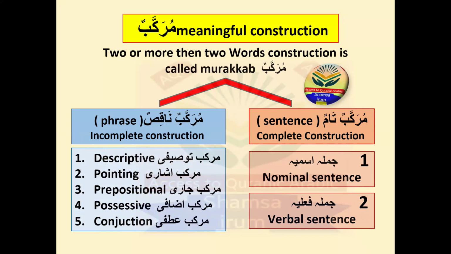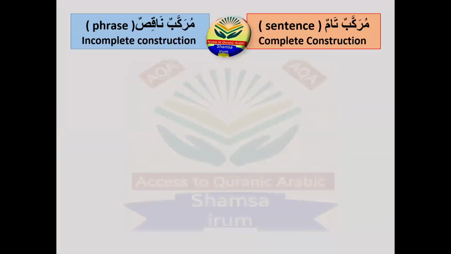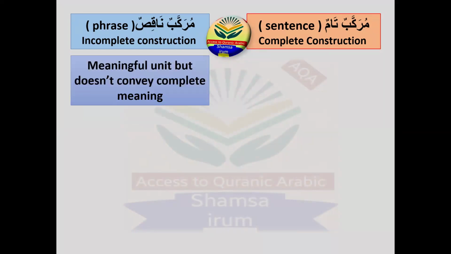The first type of the Murakab Naqis is Murakab Tauseefi. And this type of Murakab Naqis we will start to cover today, inshallah ta'ala. And it's a very easy topic. You will love it, inshallah ta'ala. So before starting this one, I just want to make more revision about the Murakabun Ta'amun and Murakabun Naqisun, so that if you know the meanings of the Murakab Naqis and the Murakab Tam, you can understand this topic easily, inshallah ta'ala.